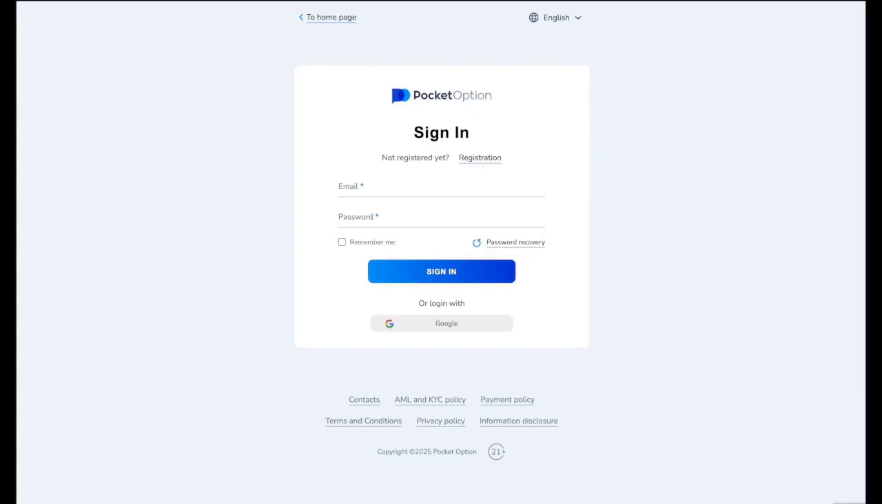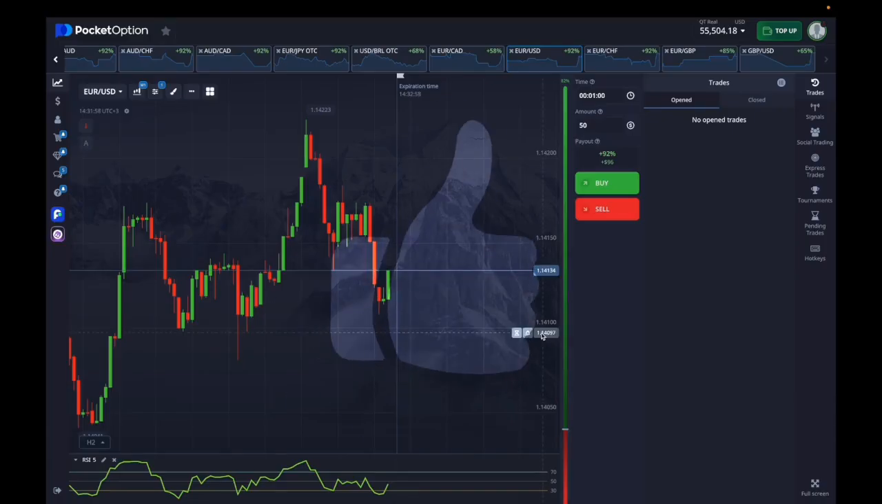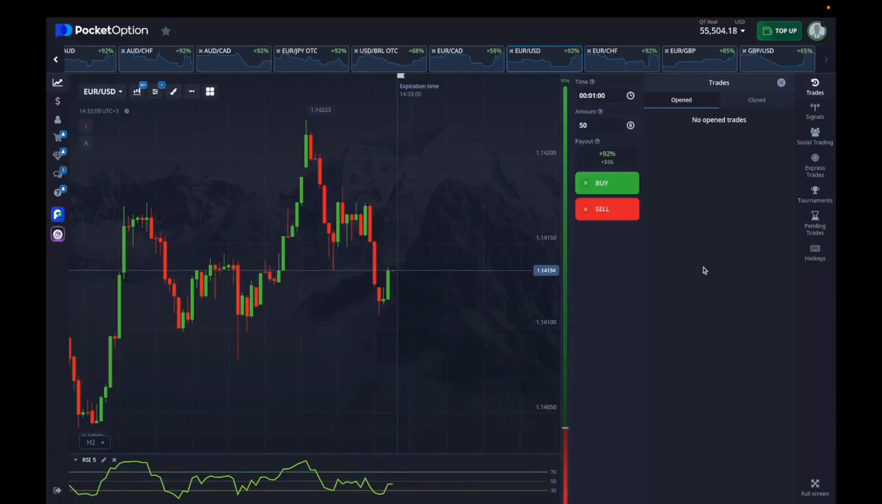Trade responsibly and follow risk management. Register on Pocket Option, set up the RSI indicator, and start trading.